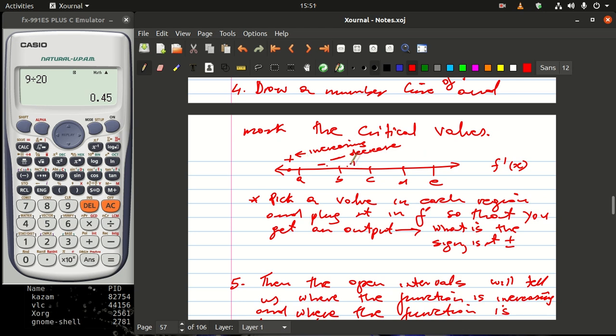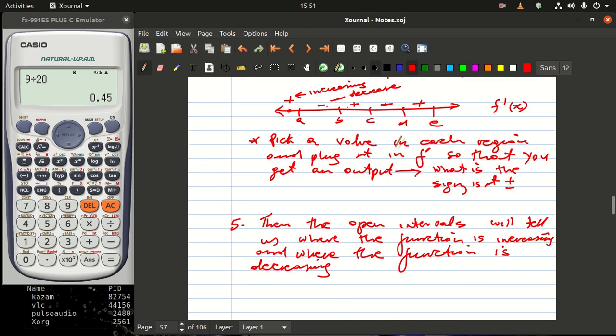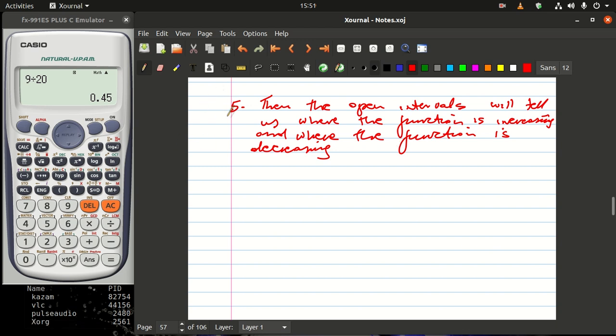If let's say here we have a plus, you have a minus, here you have a plus, then in this region here, you know that the function is increasing. This region the function is increasing, this region the function is increasing, but in this region here between a up to b, you have a decrease, and then here you also have a decrease. That's what we mean by step 5.